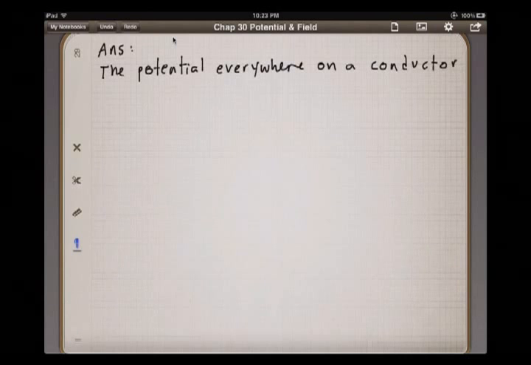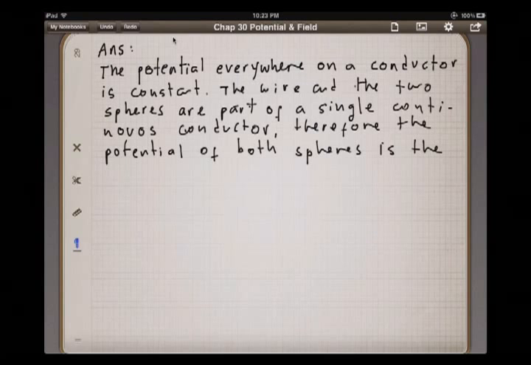So using the property that the potential everywhere on the conductor must be constant, and this is basically due to the wire connecting the two spheres, the wire guarantees that the two potentials on the spheres will be the same. Then we can write the equation that V1 equals V2. That is, the potential on the surface of sphere 1 should be equal to the potential on the surface of sphere 2.